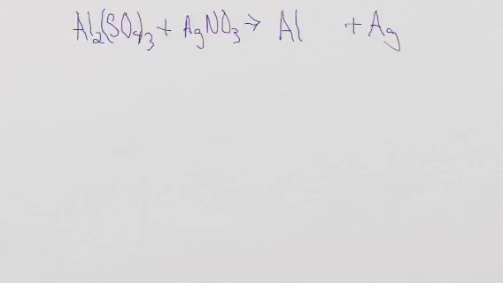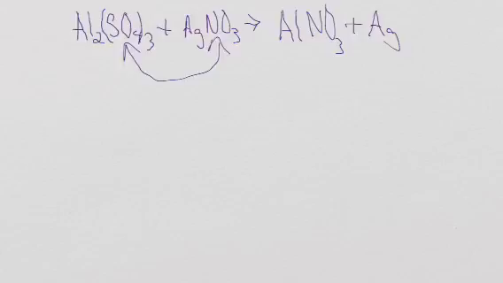Okay, so then you take the negative parts, which is the back part, the last part of each compound, and you switch them. So the nitrate has to come over with the aluminum. And I brought the 3 with it because it's a part of nitrate. So since nitrate is NO3 -1, I have to bring the 3 with it or it's not nitrate anymore.